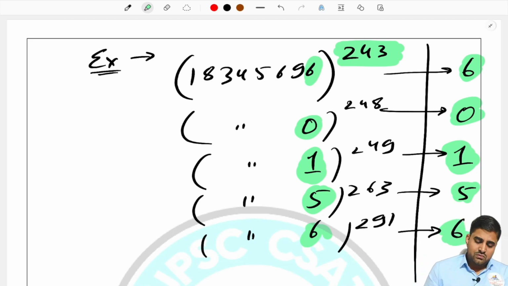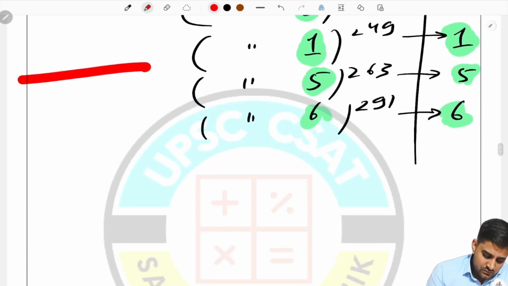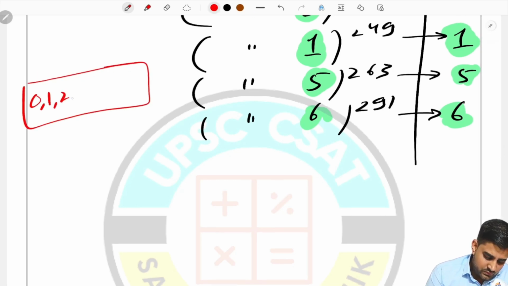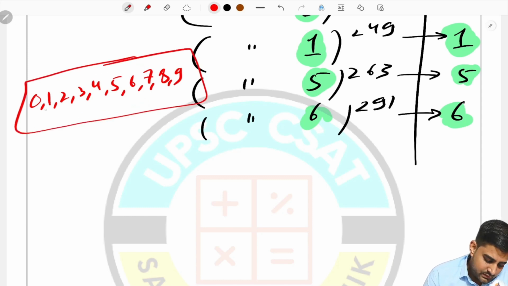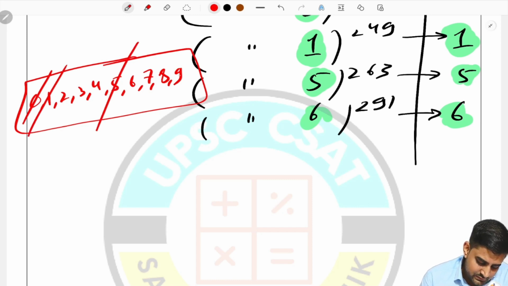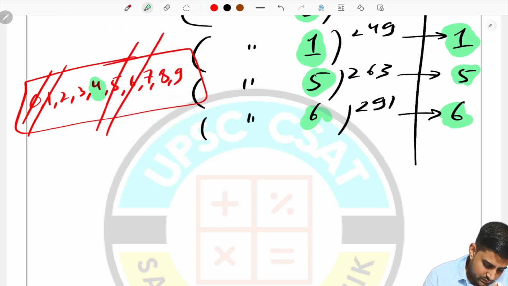So what have we covered? 0, 1, 2, 3, 4, 5, 6, 7, 8, 9. 0 is done, 1 is done, 5 is done, 6 is done. What do we have left? Next is 4 and 9.